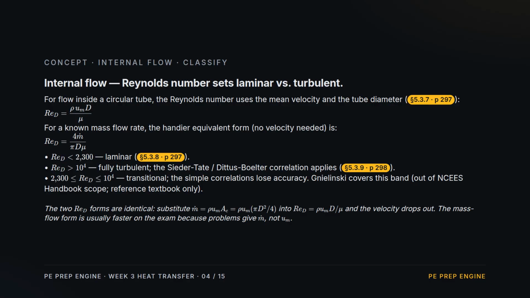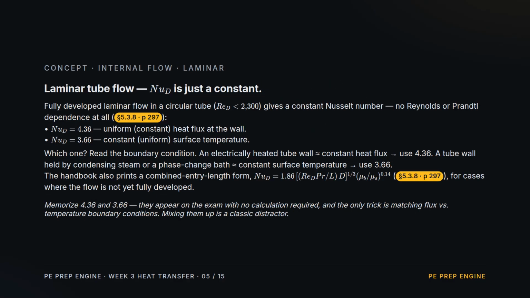Now classify. Reynolds below 2300 is laminar. Above 10,000 is turbulent, where Seider-Tate or Dittus-Boelter applies. In between is transitional. Gnielinski territory, out of NCEES Handbook scope. Textbook reference only.